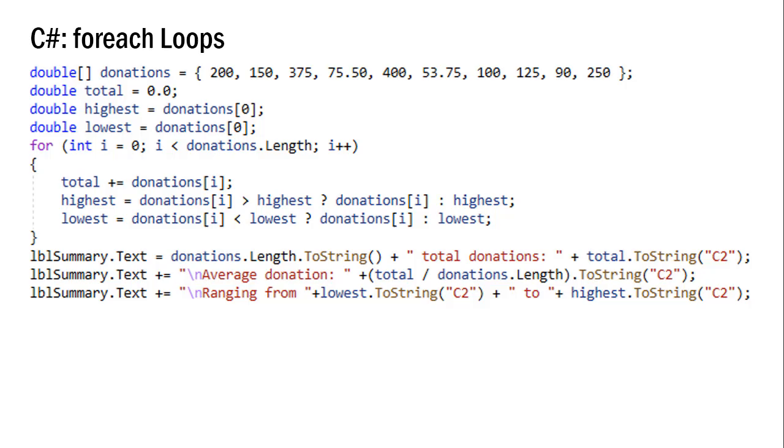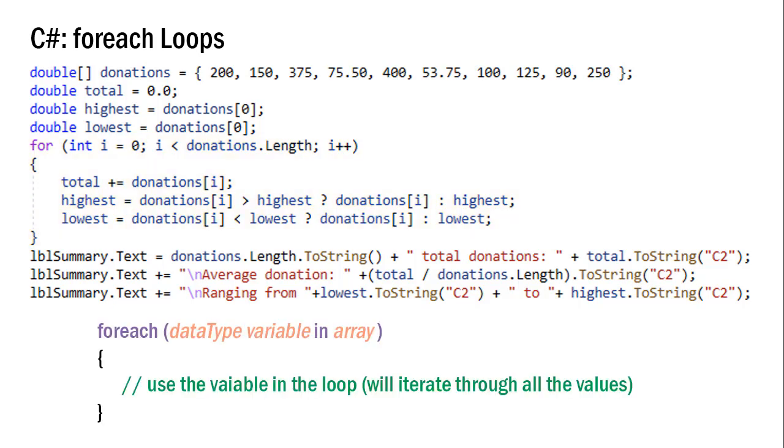In our lesson on Introduction to Arrays, we created an array of type double and hard-coded some values into it for donations that have been made. And then we used a for loop to go through each of those items in the array. And that works fine. However, there's another type of iterative loop that's designed specifically for iterating through the values of a collection. And that is called a foreach loop.